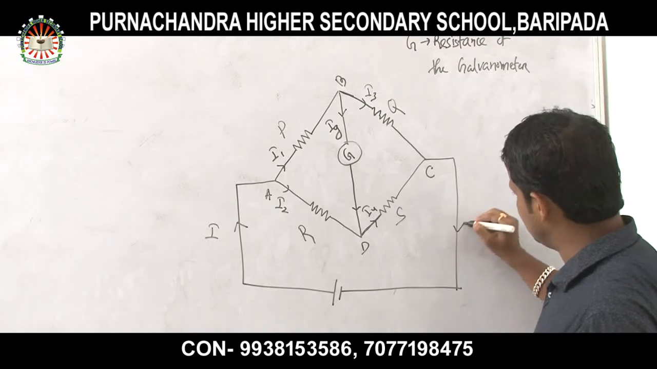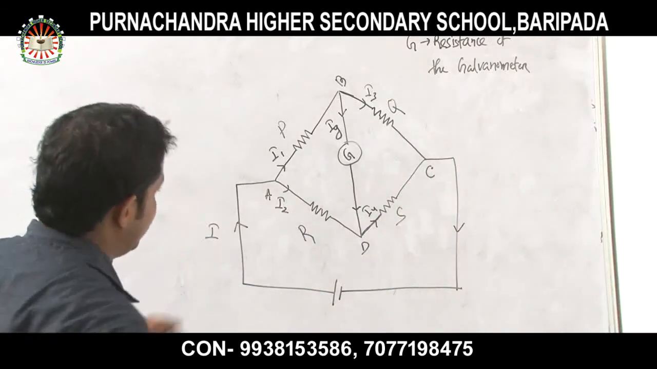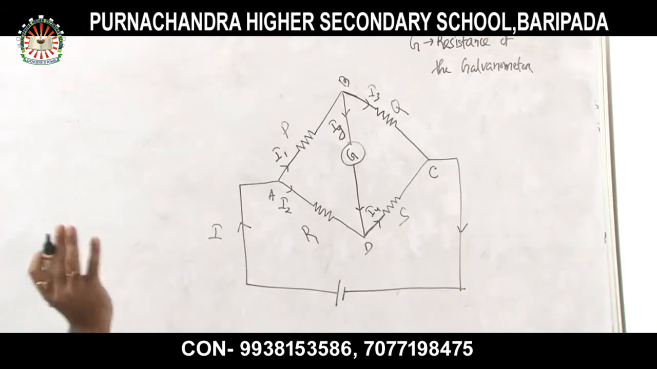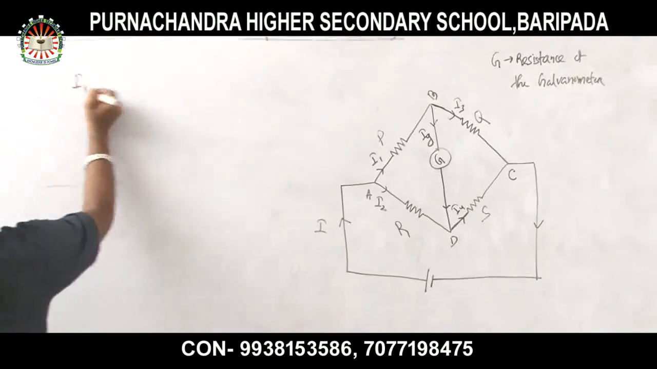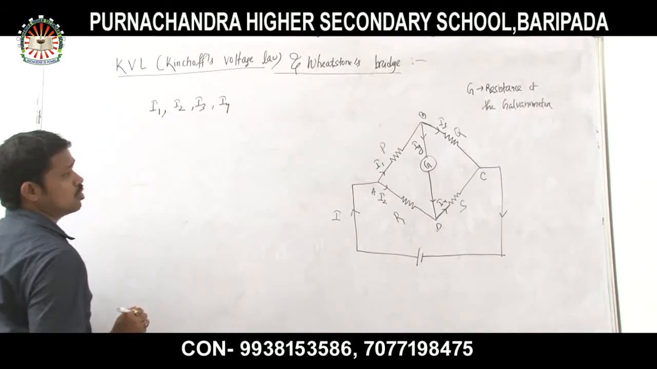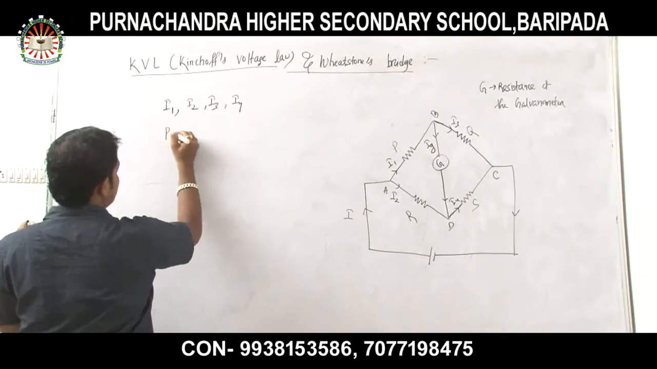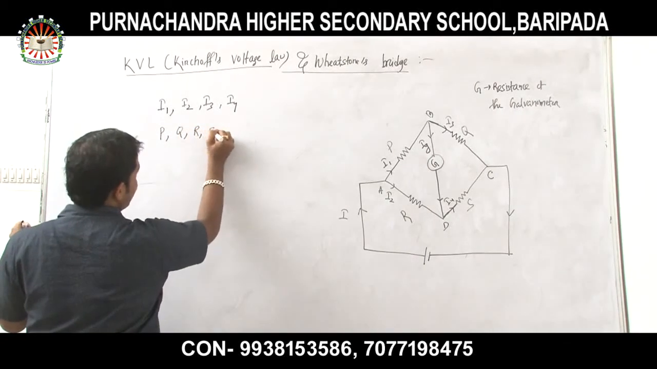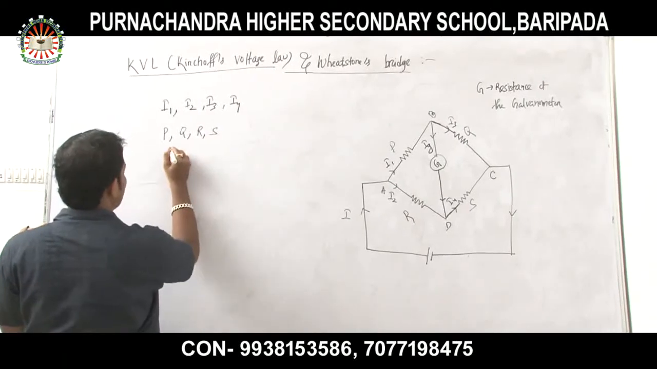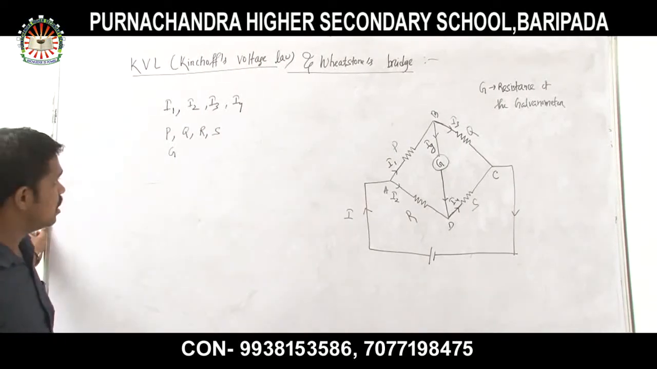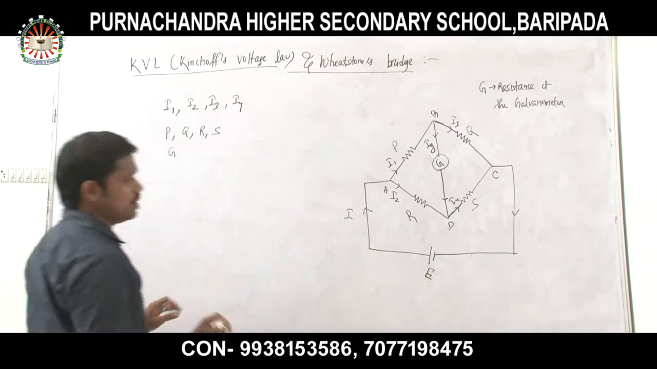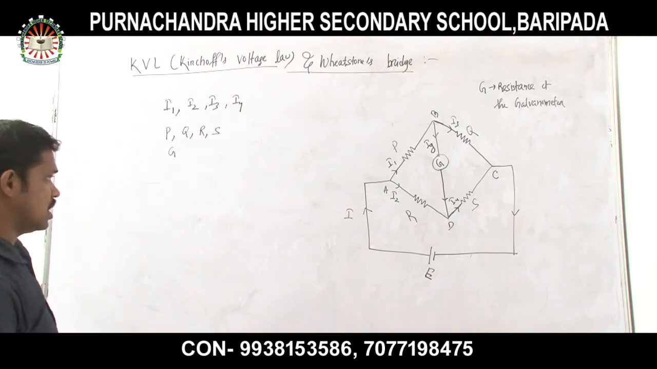Okay. So now this is the direction of the current. Look very carefully. How many currents are there in the 4 branches? Remember, I1, I2, I3, I4 are the 4 currents flowing in the branches. P, Q, R, S are the 4 resistors. Then G is your galvanometer. So these are the things we are taking. Understood? And this is my battery or cell having EMF. Clear all of you? Okay.